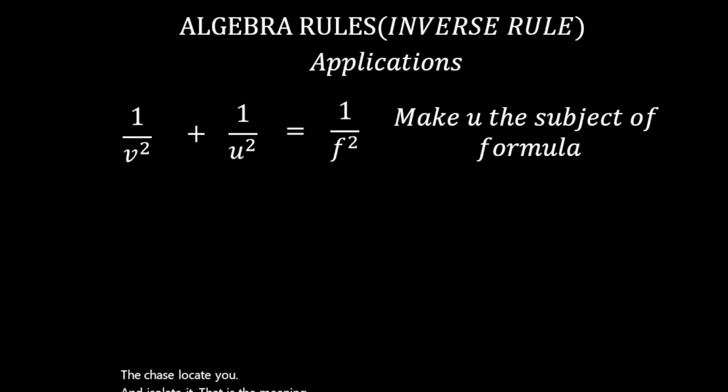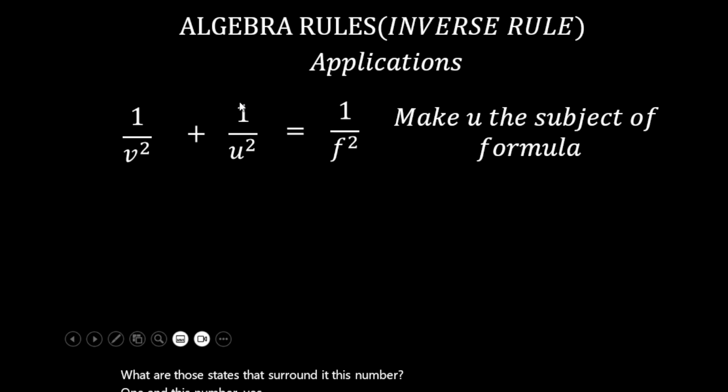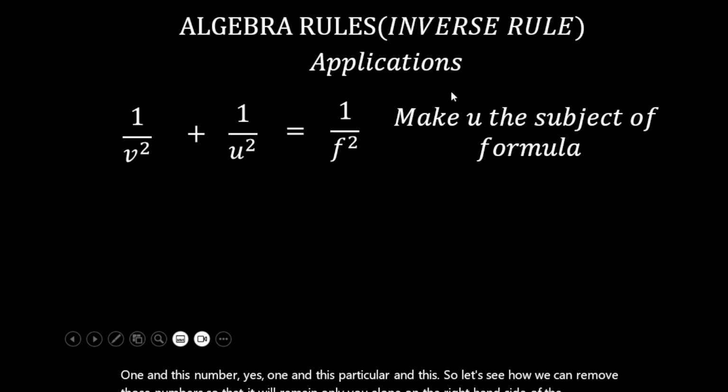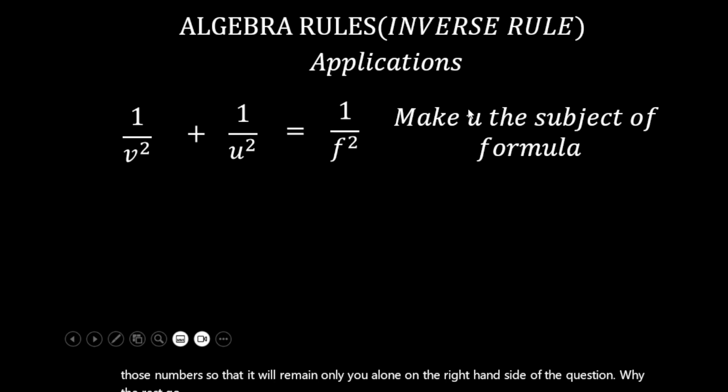Where is u? u is here. What are those things that surround it? This number 1, and this number 1, and this particular one and this. So let's see how we can remove those numbers so that only u remains alone on the right hand side of the equation, while the rest go to the left hand side.